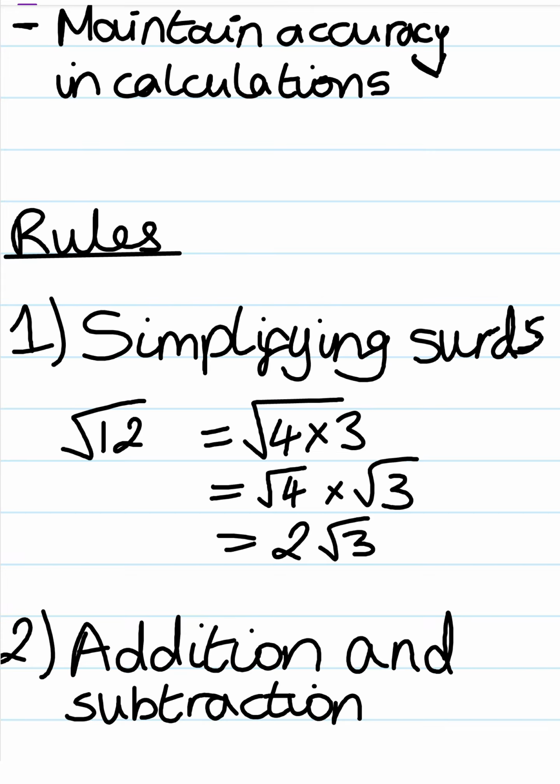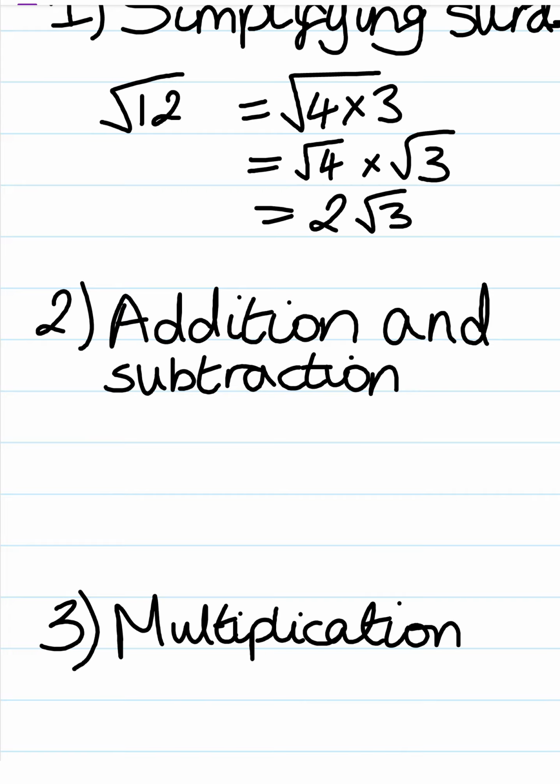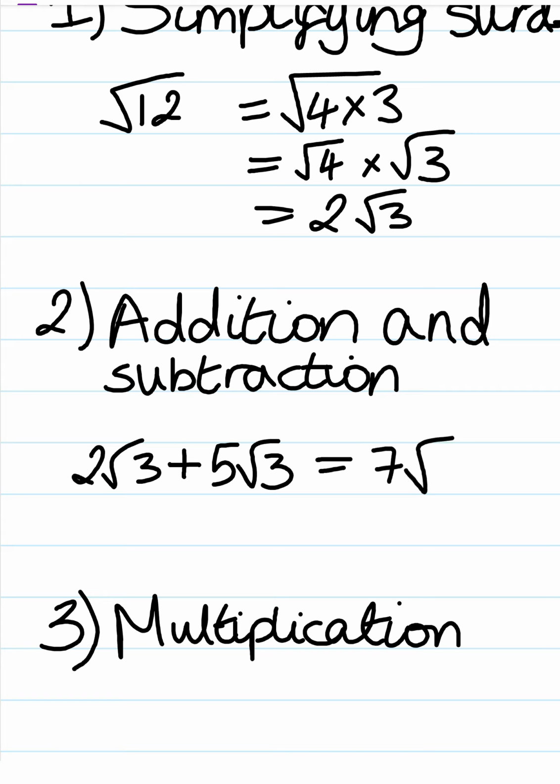The next rule is addition and subtraction of surds. Only like terms can be combined. For example, 2 root 3 plus 5 root 3 can be combined to 7 square root of 3 because the coefficients in front of the surd are added as long as the surd itself is the same for both. So as long as what I've marked in blue is always the same for both parts, you can add them.